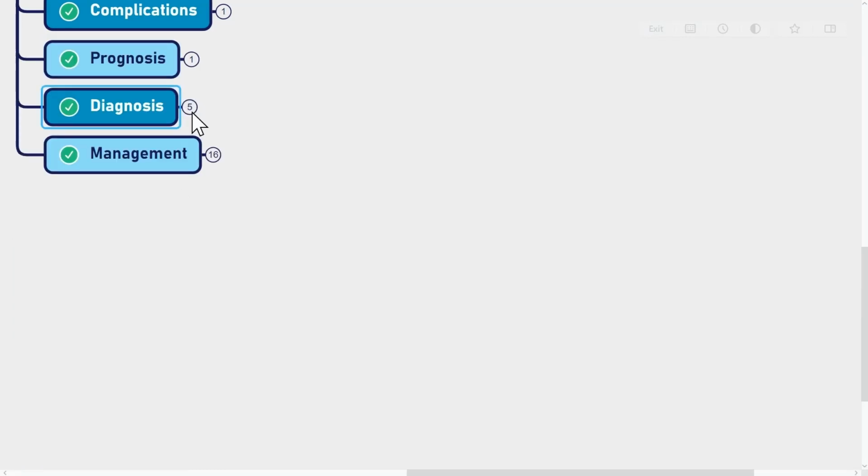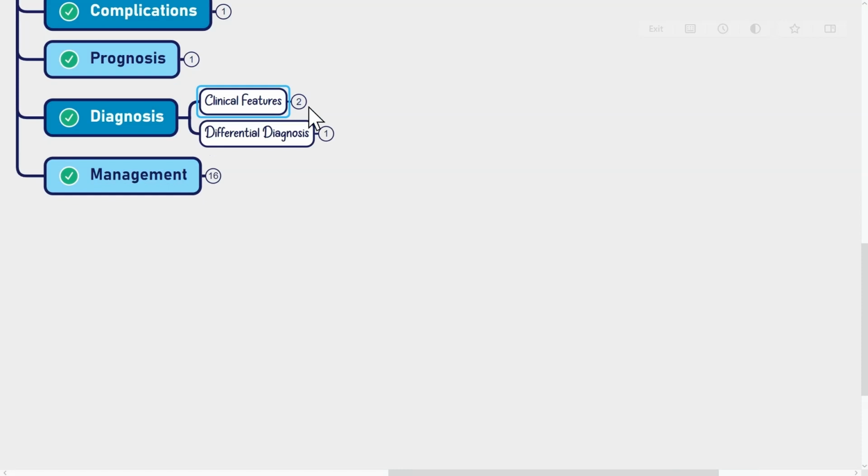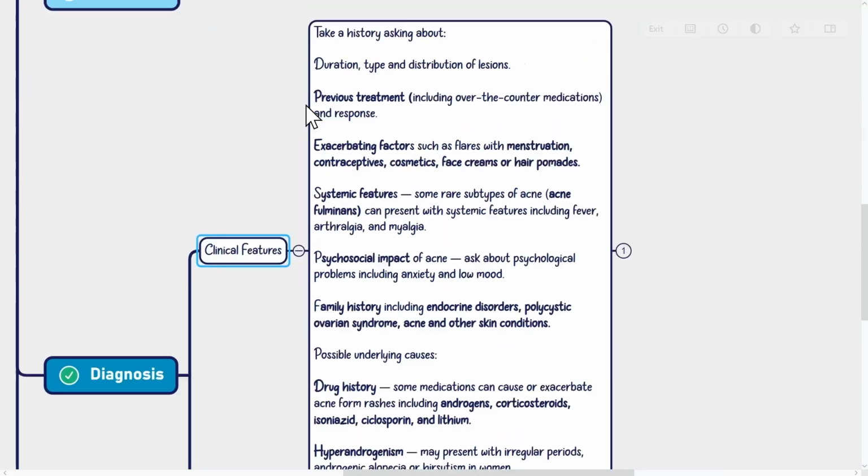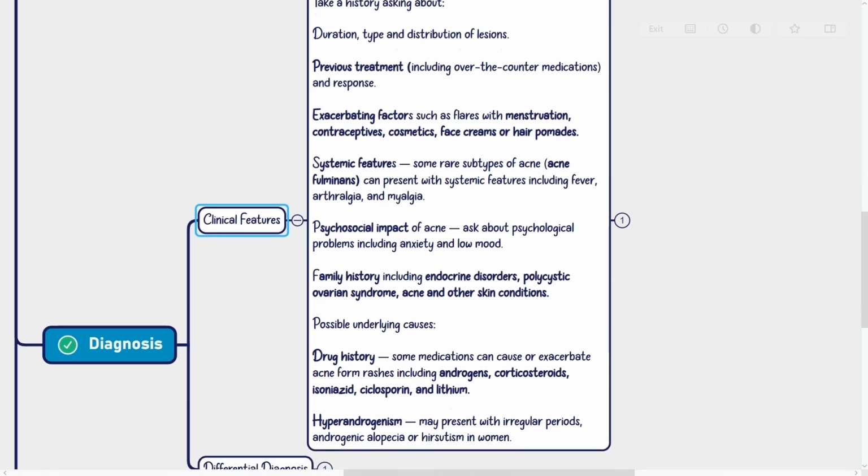Diagnosis. Clinical features. Take a history asking about duration, type, and distribution of lesions. Previous treatment, including over-the-counter medications, and response. Exacerbating factors such as flares with menstruation, contraceptives, cosmetics, face creams, or hair pomades. Systemic features. Some rare subtypes of acne, acne fulminans, can present with systemic features including fever, arthralgia, and myalgia.